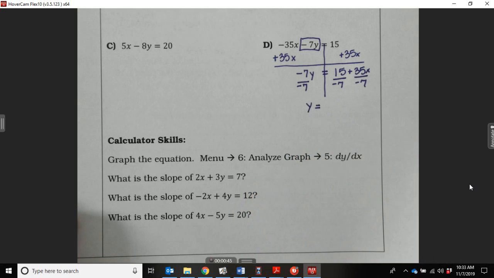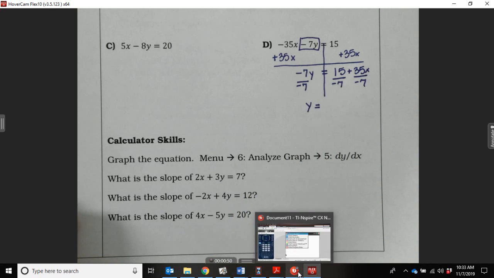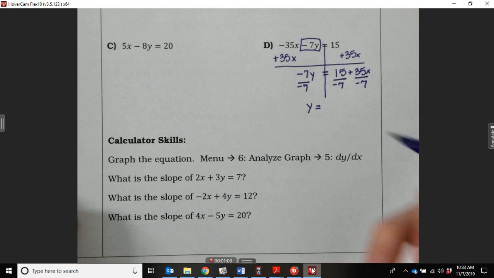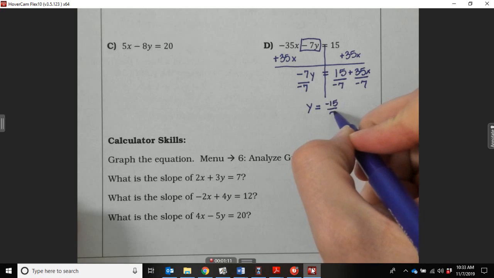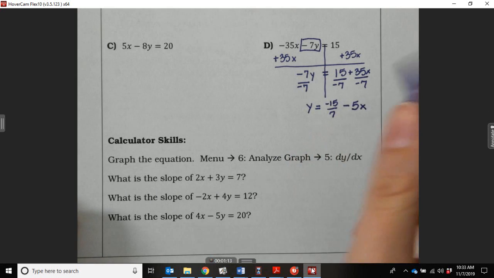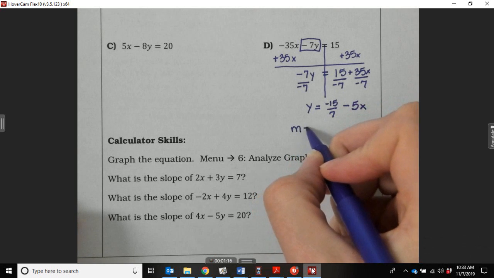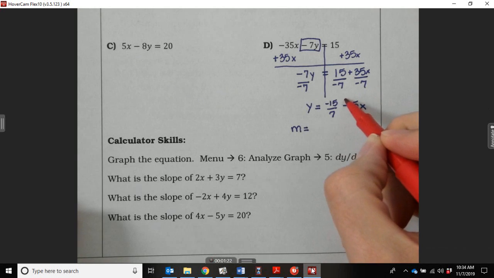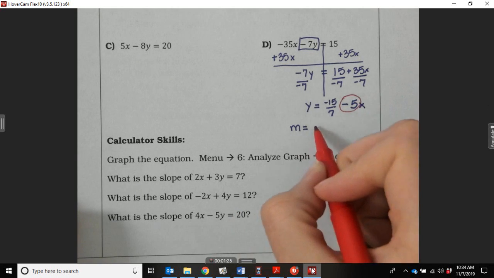So y equals, and so yesterday I was flipping back and forth between the calculator, and I did that to show you what I was doing. So on a calculator page, I just type in 15 divided by negative 7. And then I also type in 35 divided by negative 7. And so this is how I'm getting my simplified answer. So I have negative 15 over 7 minus 5x. And then the most important thing is that we're finding slope, right? Our slope is always in front of x. So this right here is my slope, negative 5.